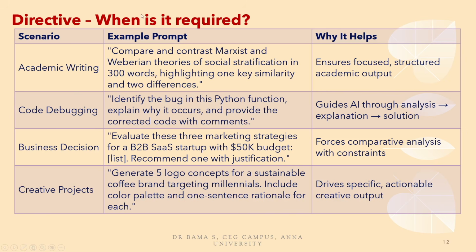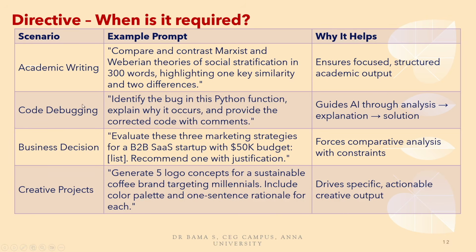Now, we will go through each of the components, when it is required and when to skip. So these are some of the examples that we have compiled. The left side describes the different scenarios such as academic writing, code debugging, business decision or creative projects. So this is an example prompt that we give: compare and contrast Marxist and Weberian theories of social stratification in 300 words, highlighting one key similarity and two differences. This is a perfect example of a directive. Why? Because we are using compare and contrast, and it describes the structured academic output.